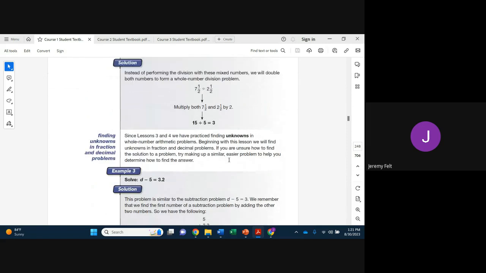Then if we have unknowns, we've worked a little bit with unknowns. So anytime we have X, Y, Z, A, B, C, whatever we're calling it, uppercase, lowercase, that doesn't really matter. We just have a placeholder for one of these values. We think inverse operations. So I have a number that I'm trying to find, an unknown, minus 5 equals 3.2.